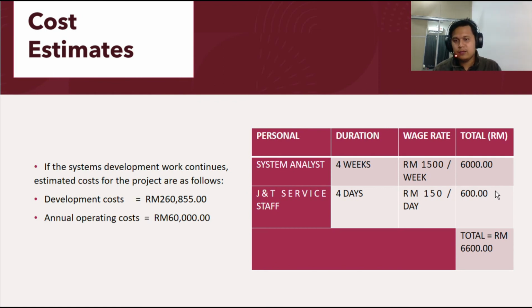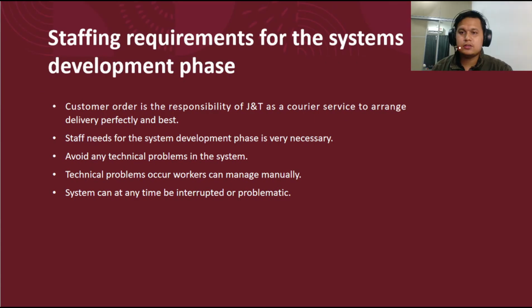If the system development work continues, estimate costs for the project are as follows: development cost 2,260,855 ringgit, and annual operational cost 60,000 ringgit. So staff requirement for the system development phase.